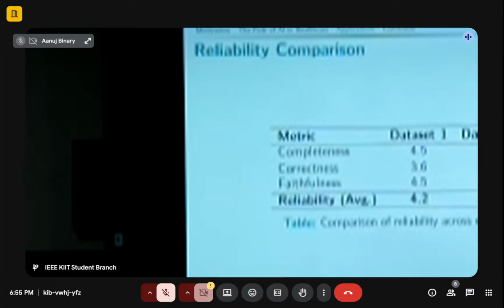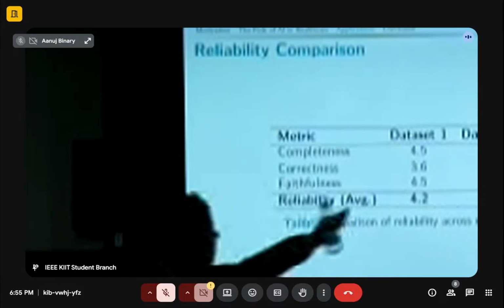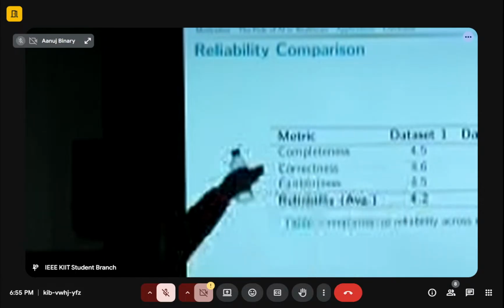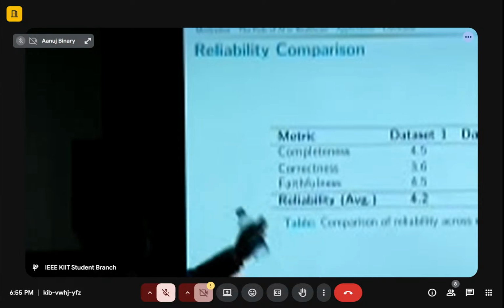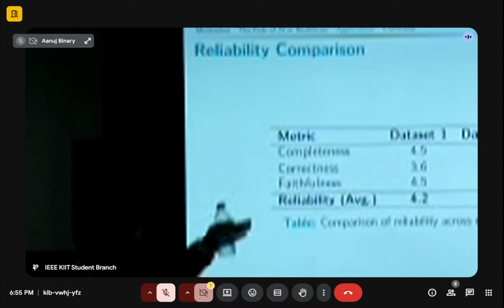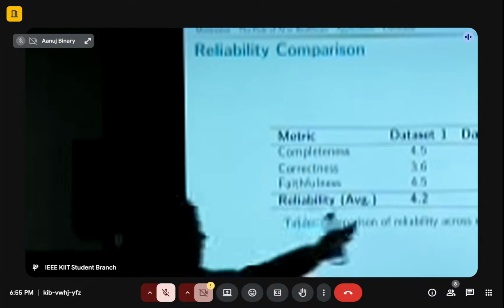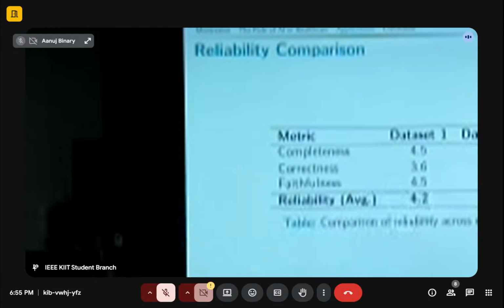When you ask this to ChatGPT, based on the results you have received, it will predict the completeness, the correctness, and the faithfulness. Based on that you will get these reliability values. You will take the completeness value. If it is more, then this reliability value is more, meaning it has predicted that it is COVID.